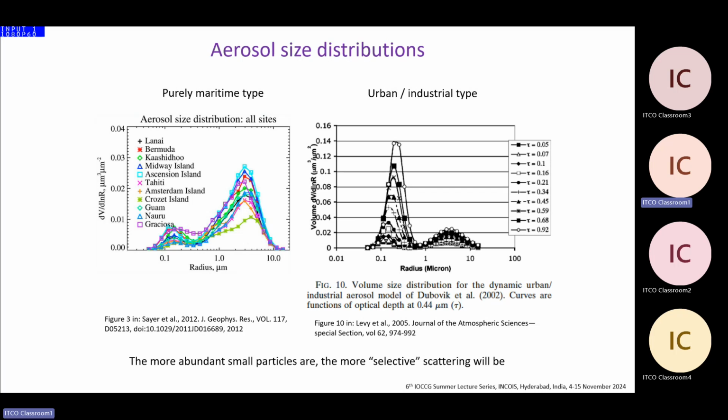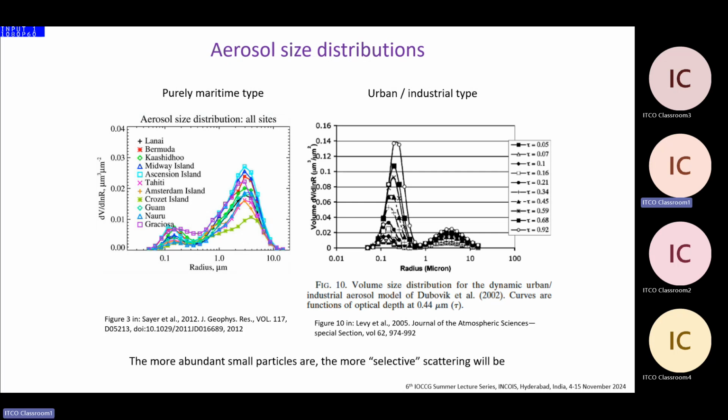So size distributions. You have here two examples. On the left, for what we call purely maritime type of aerosol, and on the right, urban industrial type. I guess the one we have in the atmosphere these days here. The main difference, okay, the horizontal axis is the radius of particles, and the vertical axis is their distribution in terms of volume. Well, you clearly see the difference. For the maritime type, there are few small particles and a relatively large amount of large particles. And it's exactly the opposite for this one.